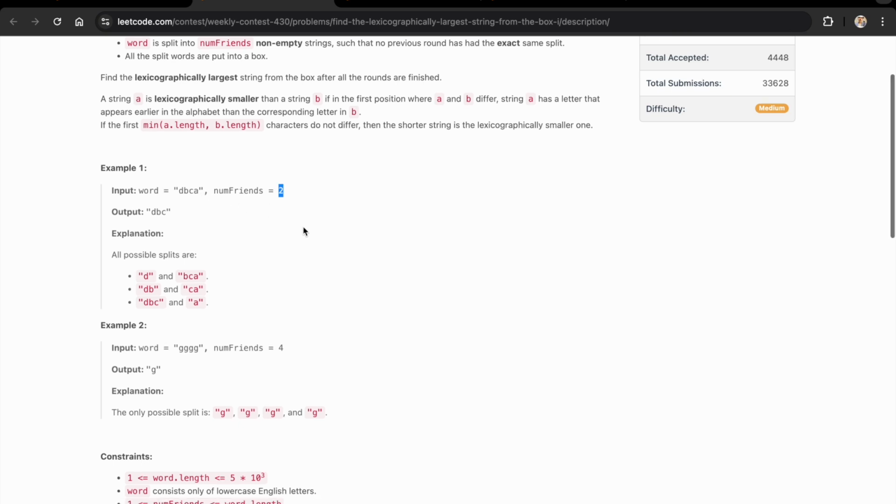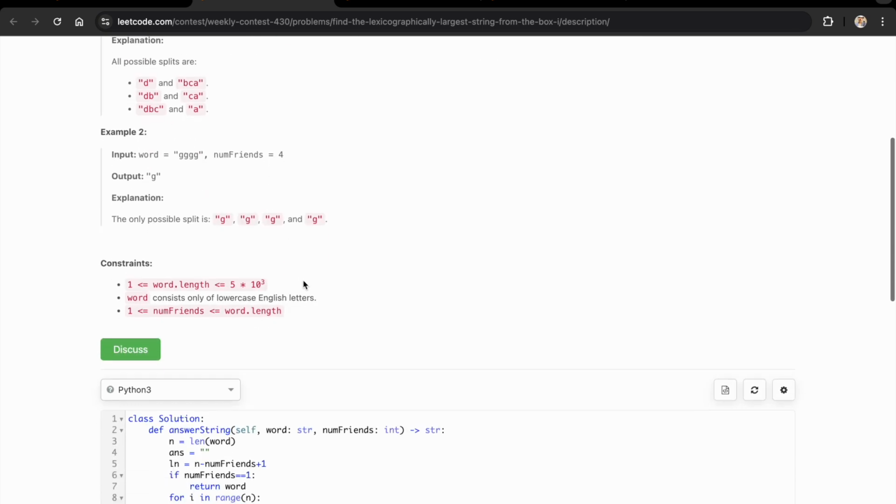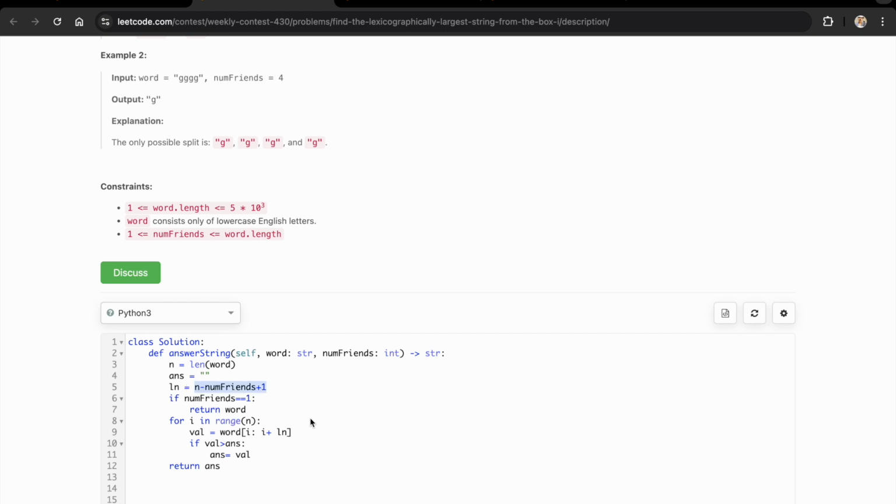So how can we do that? What could be the maximum length for a friend? It could be n minus numFriends plus 1. Here we have a length of 4 and numFriends is 2, so what could be the maximum length? It should be 4 minus 2 plus 1, which is 3. So for a particular friend, the maximum length could go up to 3, or we can say n minus numFriends plus 1. Now what we can do is try every split.